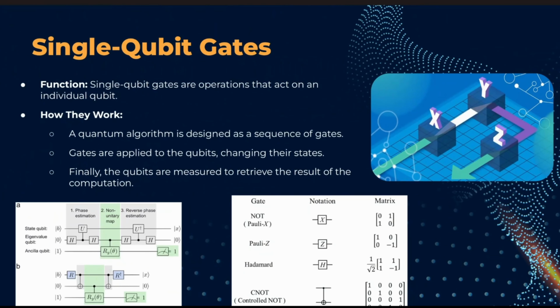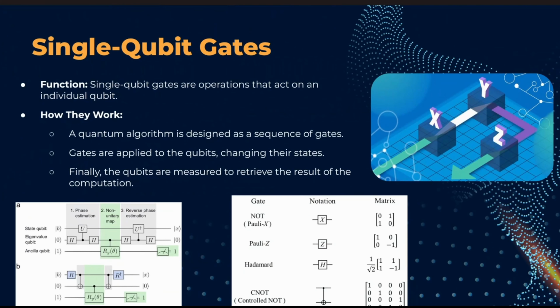Now let's look at single qubit gates. These are gates that, as the name suggests, manipulate single qubits. You can think of these gates as control knobs that rotate or flip a qubit state in a very precise way. Now you may be asking, how do these gates work?